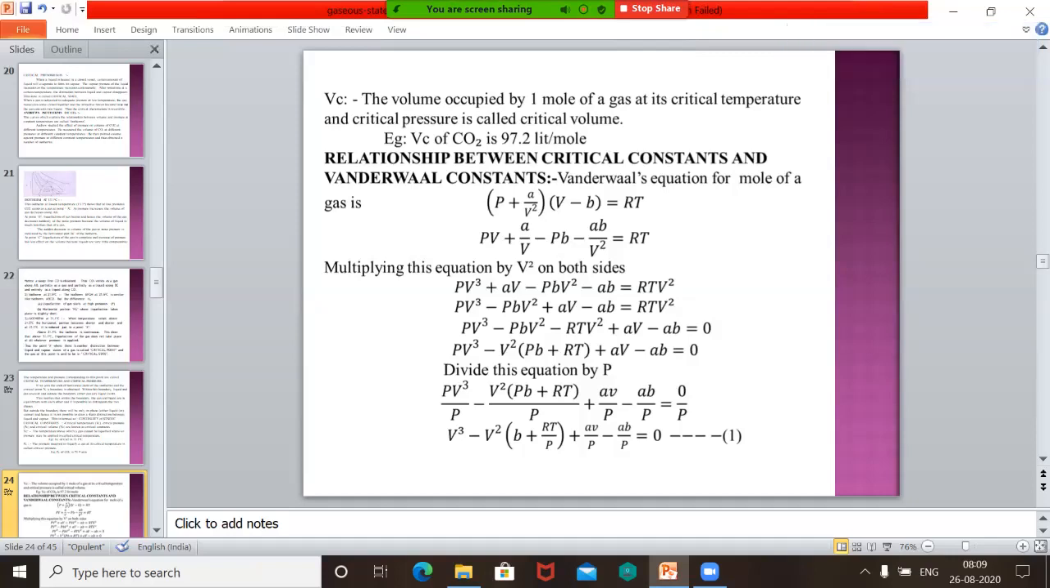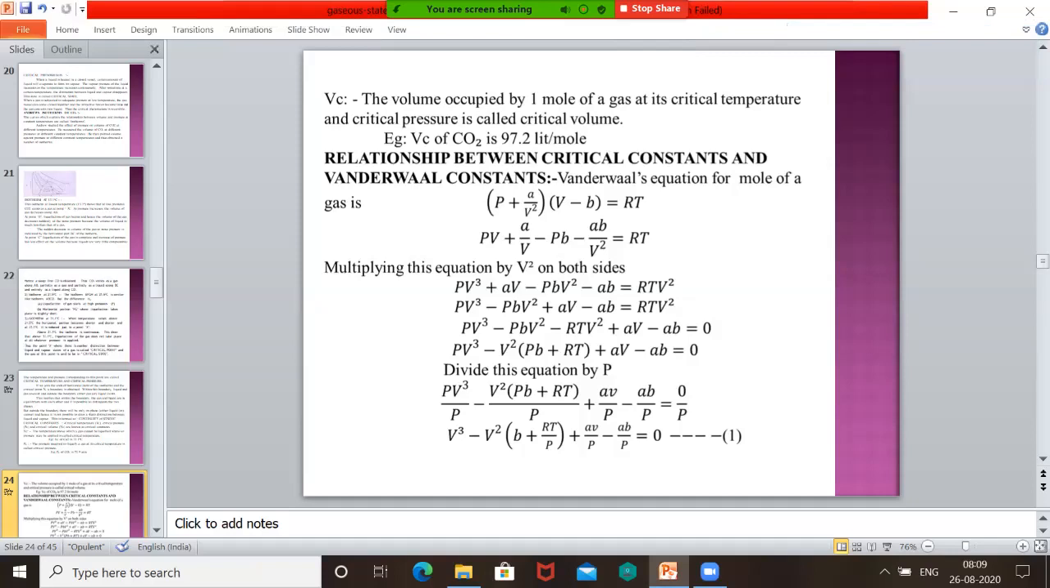Today's class, we are seeing the relation between critical constants and Van der Waals constants. In previous classes, we derived the Van der Waals equation of state by making two corrections in the ideal gas equation: one is pressure correction, one is volume correction. And we got the equation for 1 mole as (P + a/V²)(V − b) = RT. That is the Van der Waals gas equation.